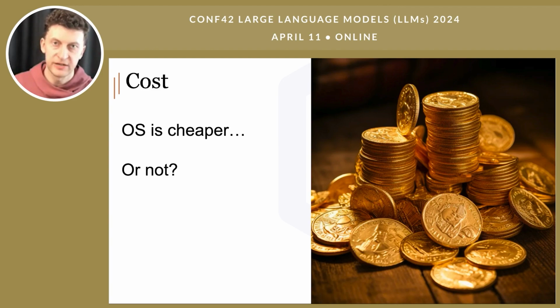Another very important consideration when starting a project and deciding which LLM to use is cost. And you might think open source is cheaper because you basically don't pay for the API call, but in the context of LLM, it's not that obvious. And why is that? First of all, because simple math is not that simple anymore.